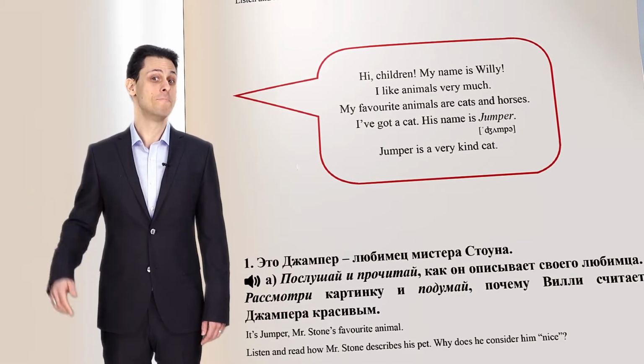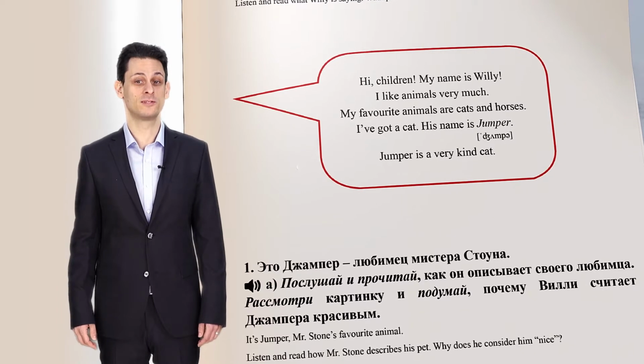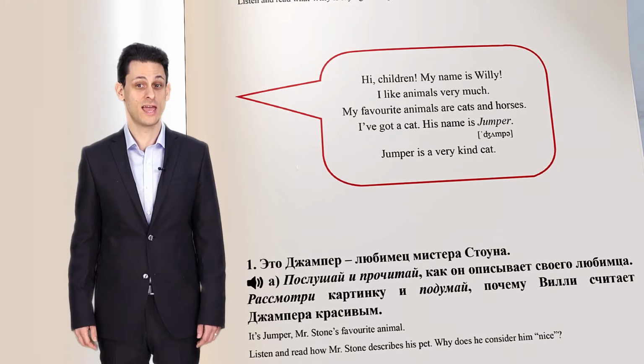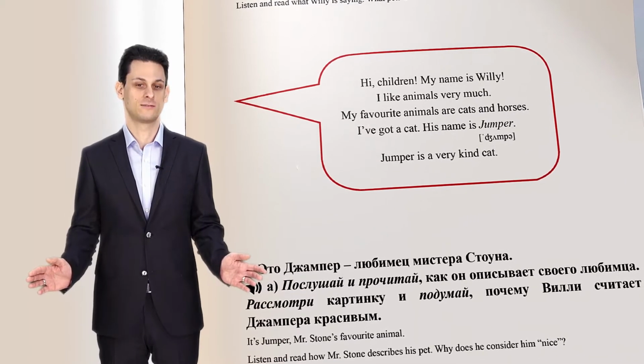Hi children, my name is Willie. I like animals very much. My favorite animals are cats and horses. I've got a cat. His name is Jumper. Jumper is a very kind cat.